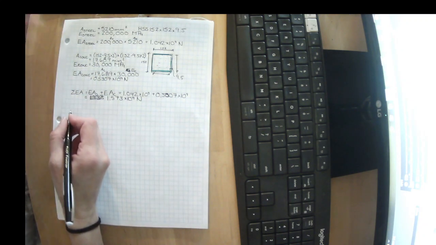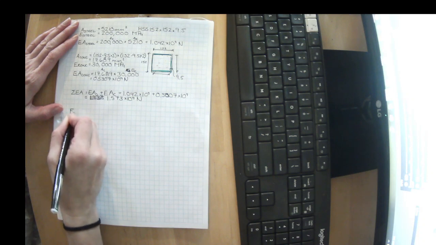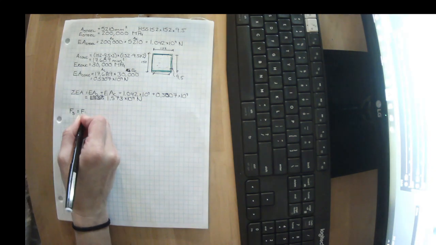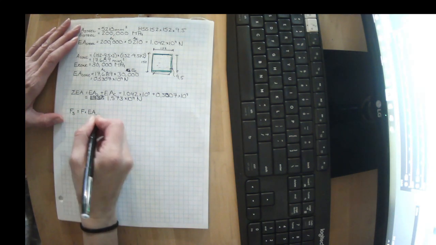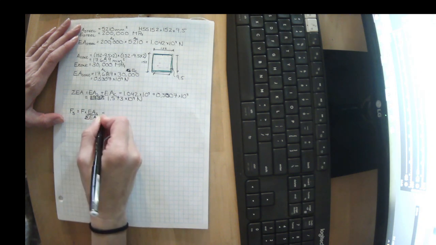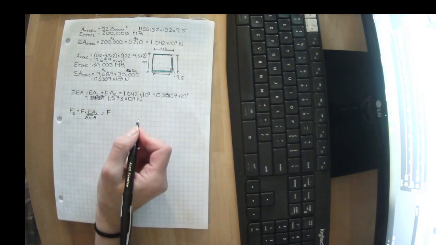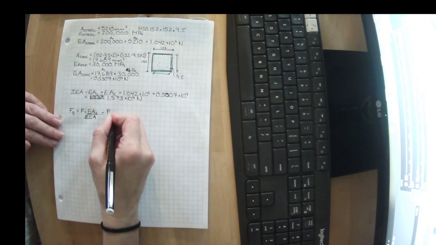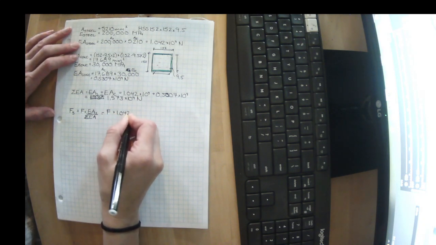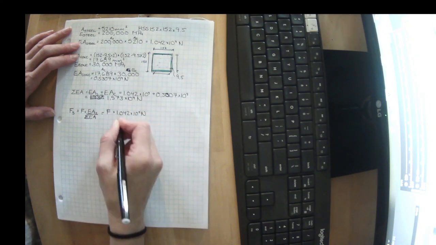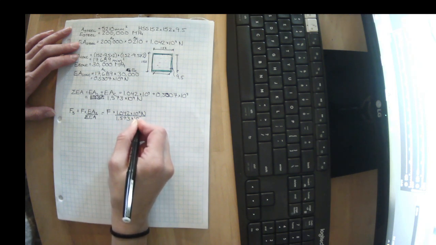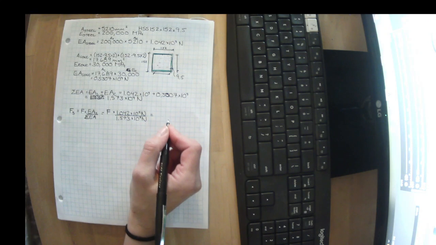Well, we want to know the force in the steel, and we know the force in the steel is the force times the EA of steel divided by the sum of the EAs. Well, we don't have a force. We want to know what percentage of force, so we'll keep force as an unknown, times the EA of steel, which was 1.042 times 10 to the 9 newtons, divided by 1.573 times 10 to the 9 newtons.